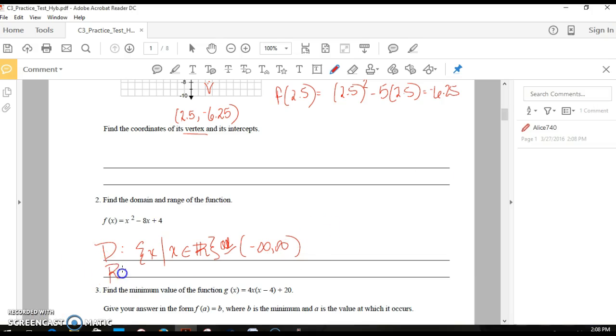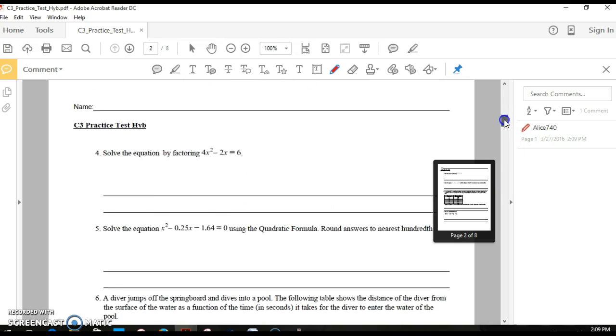So for my range, I have y such that y is greater than or equal to a negative 12. Or I can list it as negative 12 with a bracket because that negative 12 is included, to positive infinity. Again, either one of those is fine. Your even degree polynomials will have a restricted range.